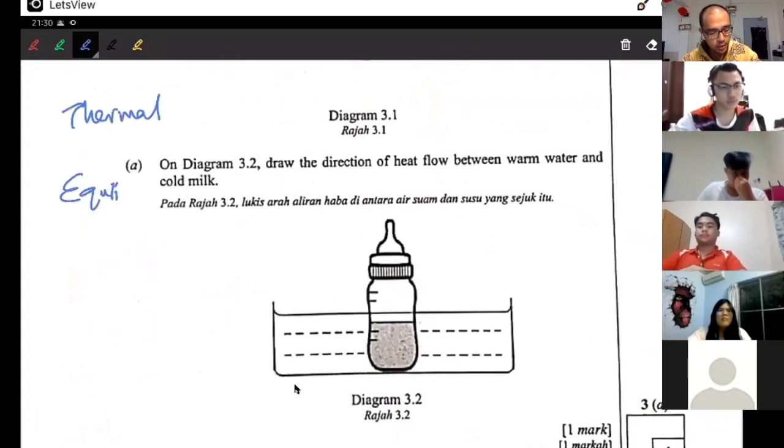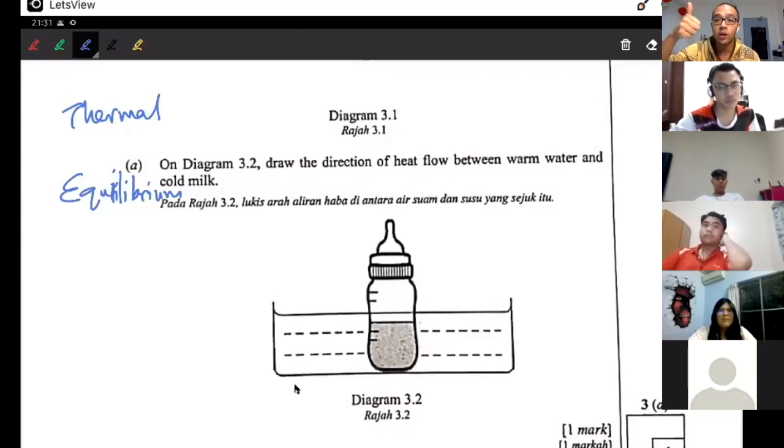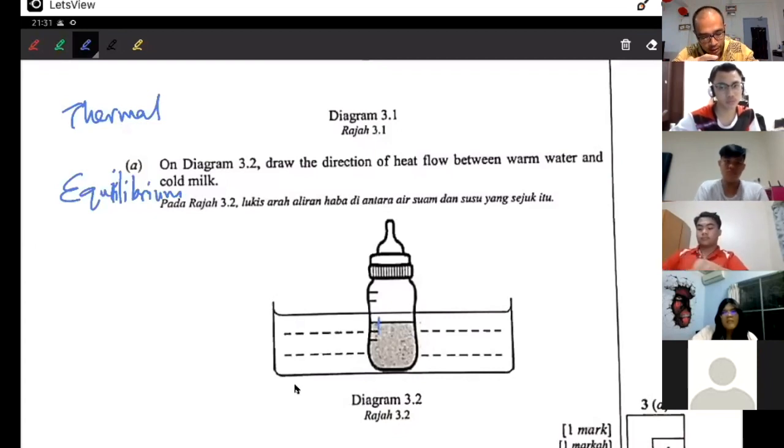Equilibrium. Oh my goodness. Remember in thermal equilibrium, those of you that I teach know that there are certain keywords: thermal contact, heat flow, no net heat flow, yada yada, and the temperature is the same. But as long as the warm water and the cold milk are touching, they are in thermal contact, and there is always heat transfer between the two. Most students will always answer this one.